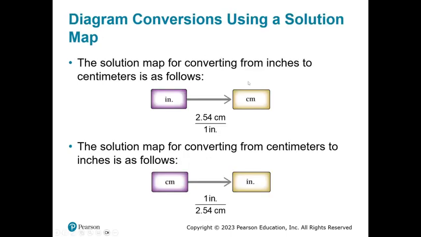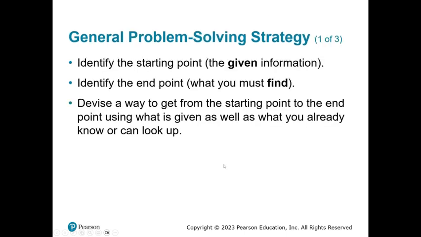So a solution map would look something like this, where I'm starting with inches. I want to go to centimeters. Luckily, this is just a one-step conversion, so I have one intermediate that I have to go through. That's this 2.54 centimeters per 1 inch conversion. Since I started with inches, I want inches to be on the bottom so that they'll cancel out. If I was doing the opposite case, I would want to flip my conversion so that inches is on the top, centimeters is on the bottom. Centimeters is what I'm starting out with. They can cancel out, and I'll get inches at the end of the day.